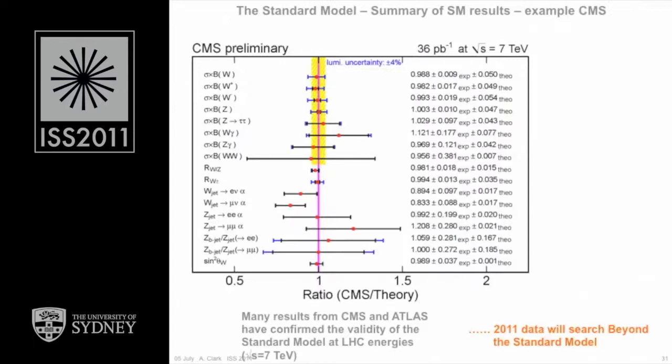Now, they are not the only things in the standard model that we measure. This shows you a summary of all the measurements of the 2010 data set for CMS, and the comparison, the ratio of the measurement with respect to theory for different processes. And you can see how well things work. The bigger the error bar, the rarer the process. So we believe that the standard model is very well understood at the LHC.